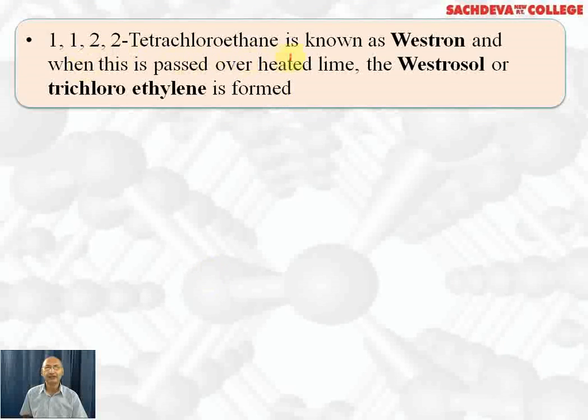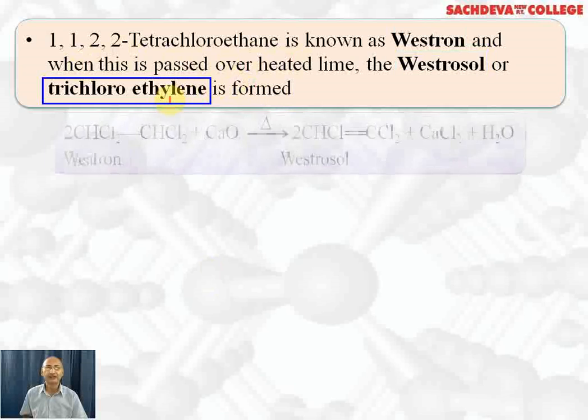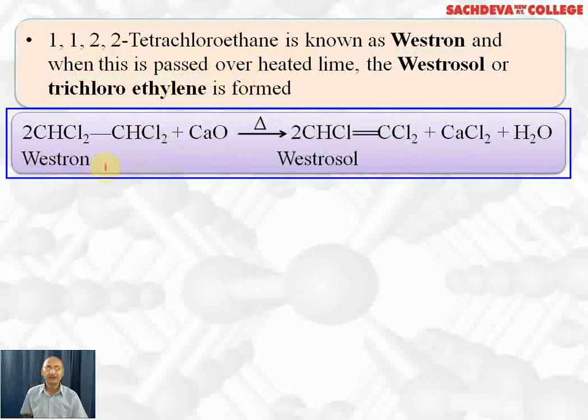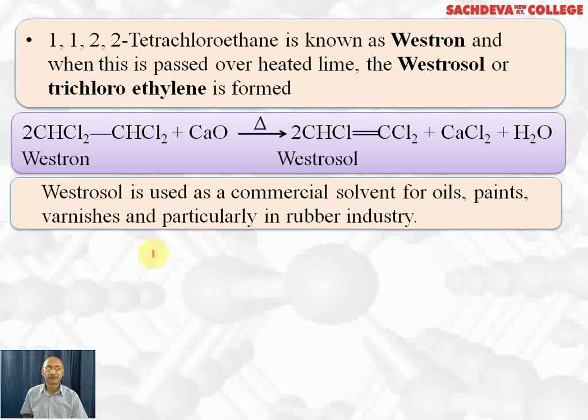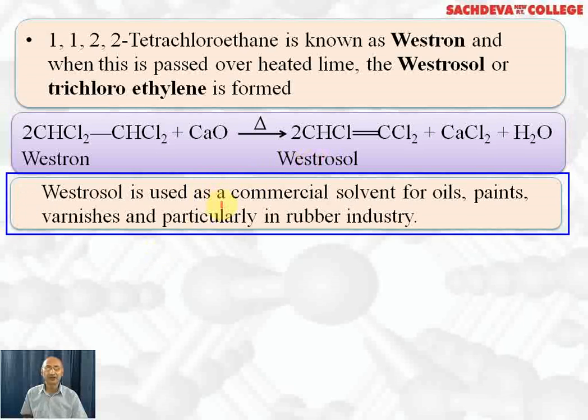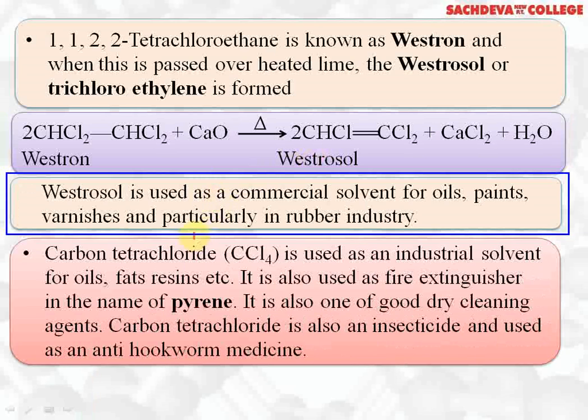1,1,2,2-tetrachloroethane is known as Westron, and when this is passed over heated lime, we get Westrosol, or trichloroethylene. This is Westron. When heated with calcium oxide, we get Westrosol plus calcium chloride plus water. Westrosol is used as a commercial solvent for oils, paints, varnishes, and particularly in the rubber industry.